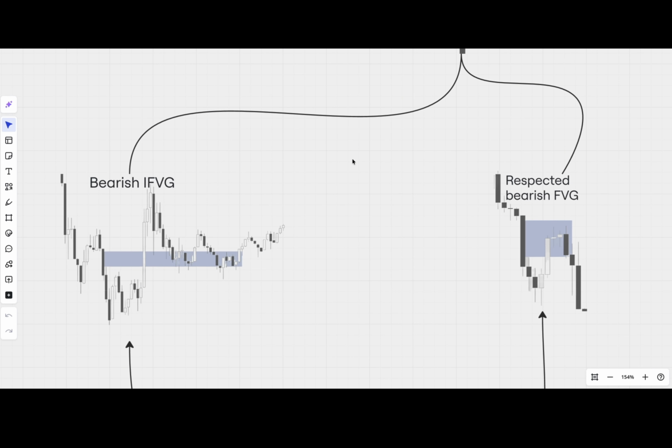2 things can happen to a fair value gap. It can be respected, which means price goes back into the fair value gap and continues in the direction in which it was already going, or price runs through it, and we can use that as an indicator that price is going to go the opposite way.